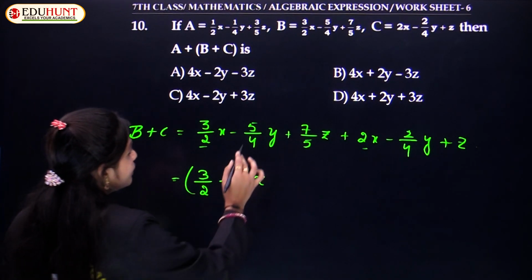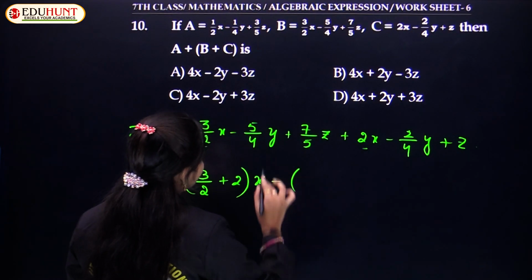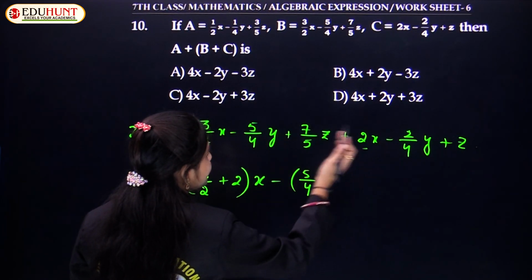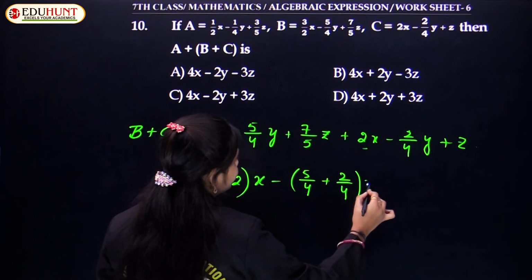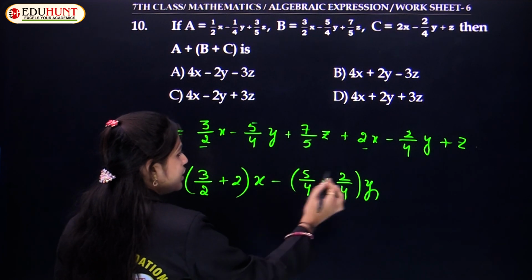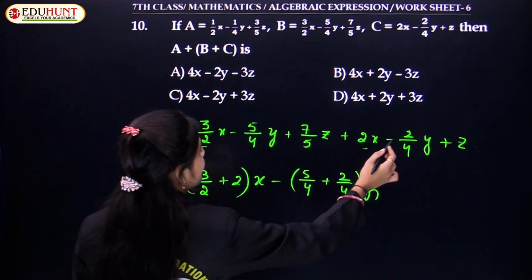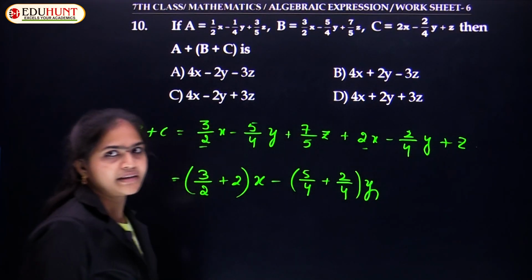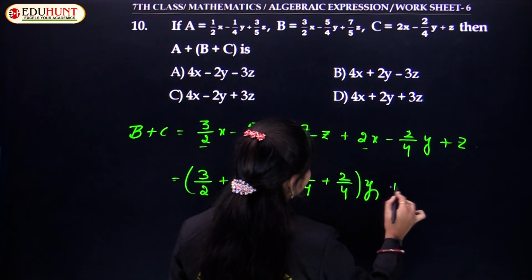Next, the y terms. Here we can take minus y as common. So first take the minus as common, and here 5 by 4. Minus we already took as common, so plus 2 by 4 into y. Again, minus into 5 by 4 is minus 5 by 4 y. Next, minus into plus, minus into 2 by 4, is minus 2 by 4 y. Clear? Yes.